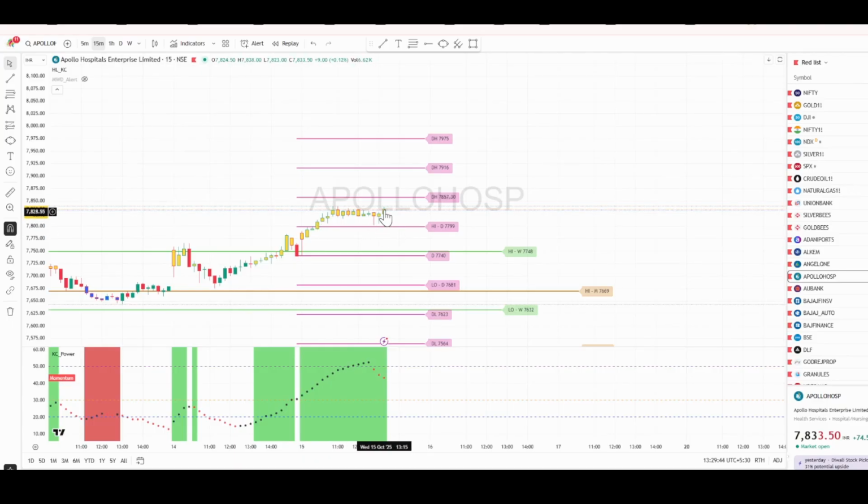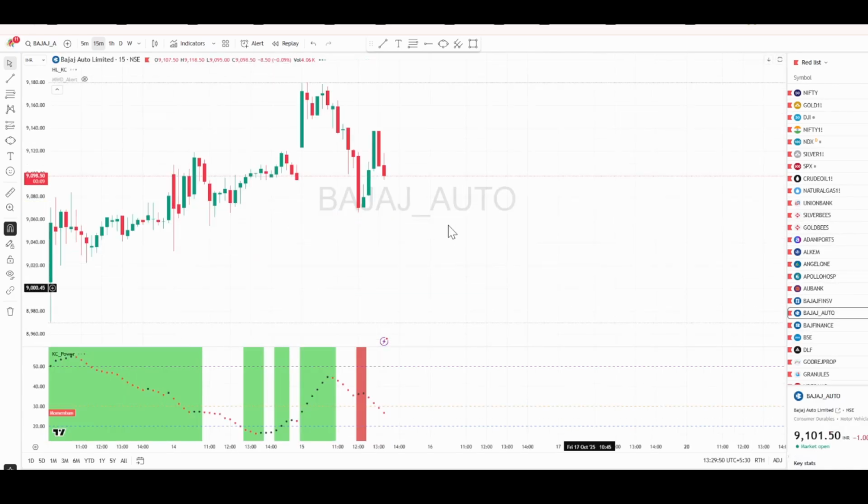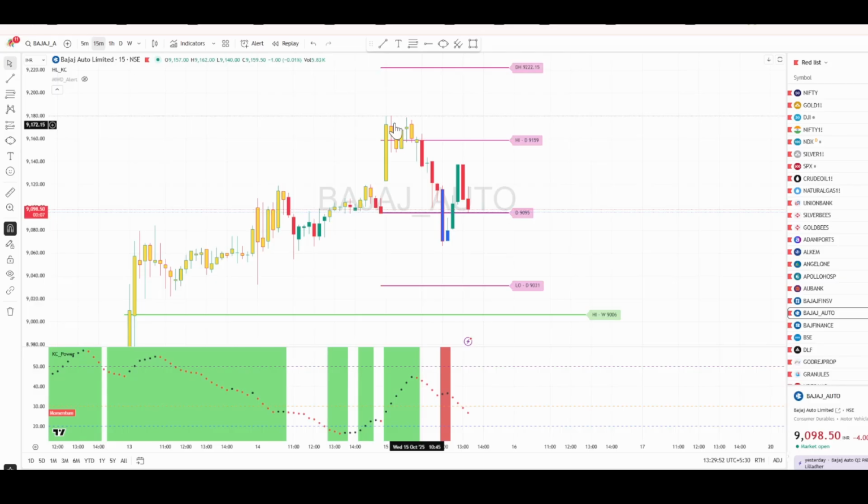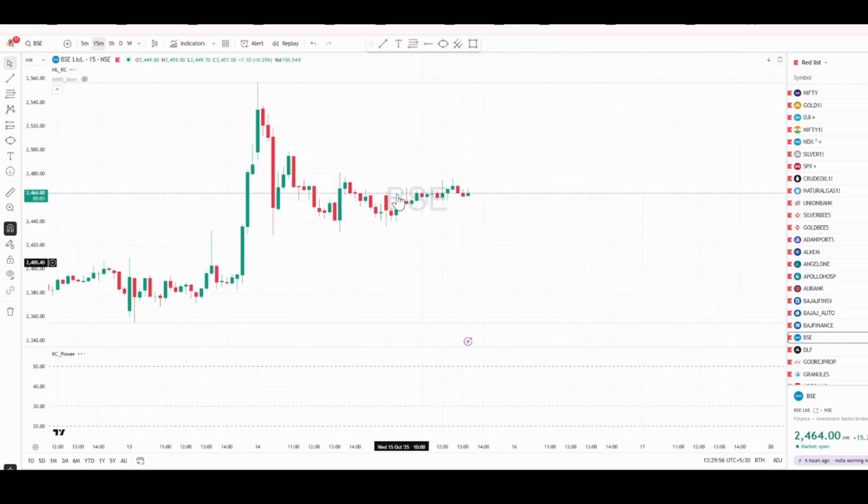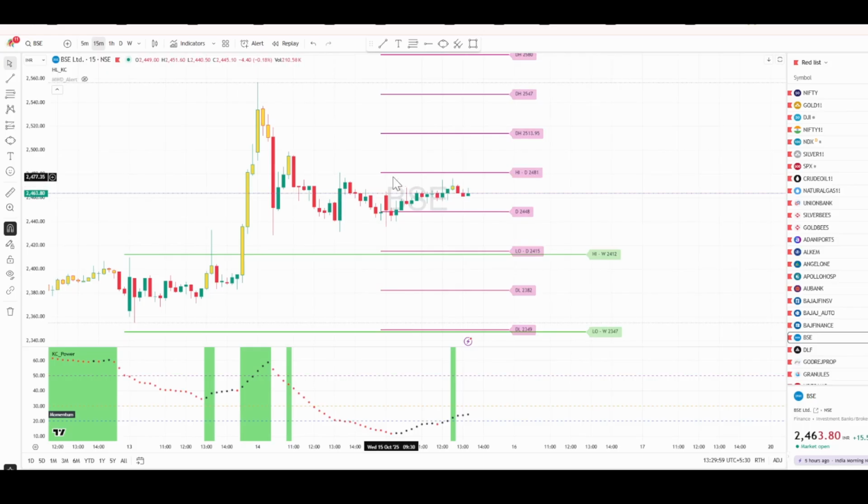Now I'm trying to get to the next level. In the same way, let me go to another one, like Bajaj Auto for example. What happened? You see the resistance here, it's not able to sustain. Or BSE, for example. This seems to be taking resistance here and it's trading between these levels.